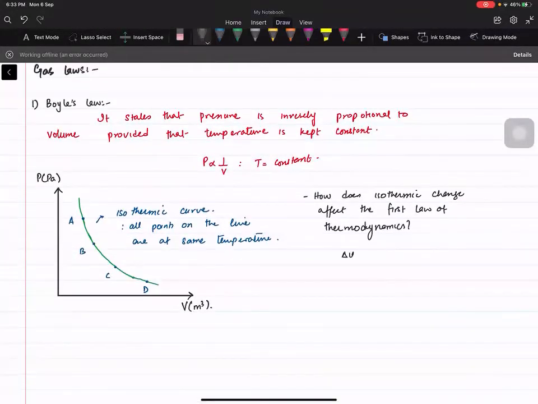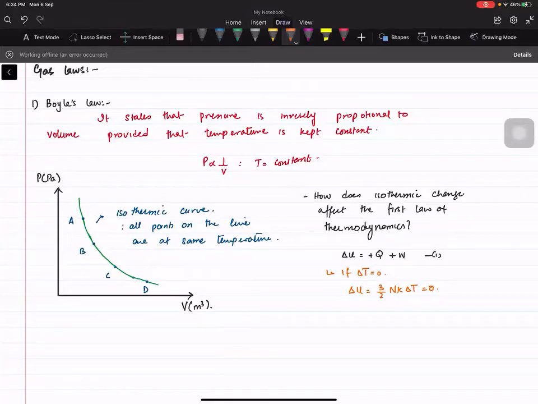The change in internal energy is given by Q plus W. We already know this, right? That is the first thing. We also know that if the change in temperature is zero, then the internal energy, which is given by the equation 3 by 2 nk delta T, as we did for ideal gases, the change in internal energy will be zero. Am I right? Yes.